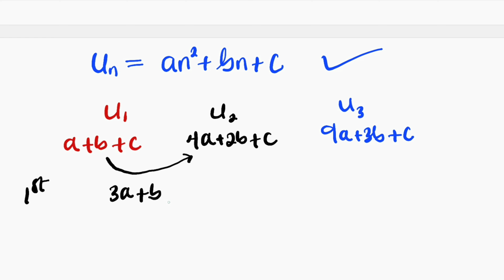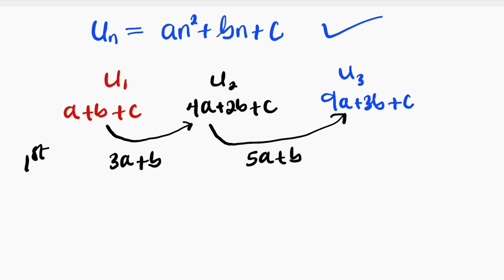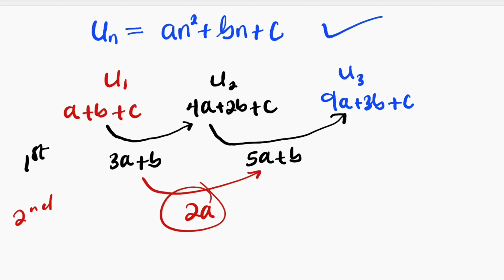So this is the first difference here. Then from here to here, 9a minus 4a will give us 5a. Then 3b minus 2b will give us b, and c minus c is 0. This is the first difference. And the second difference, from here to here, 5a minus 3a is 2a. And this is our second difference, 2a.